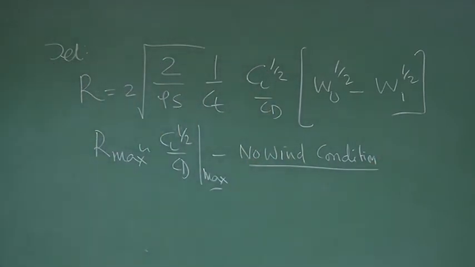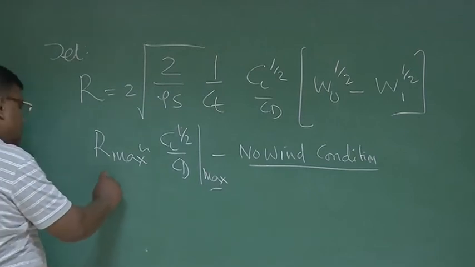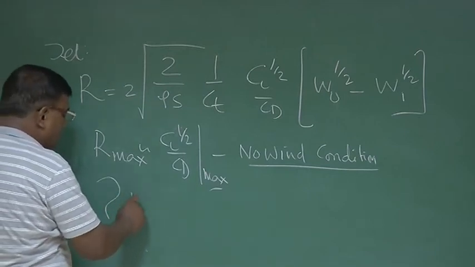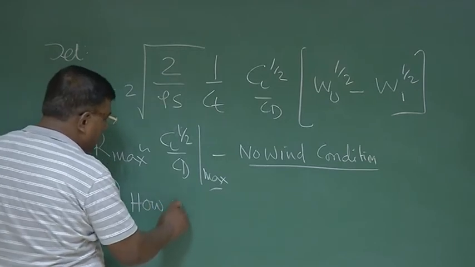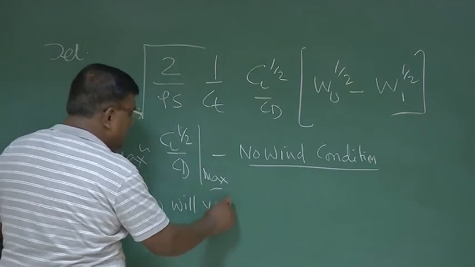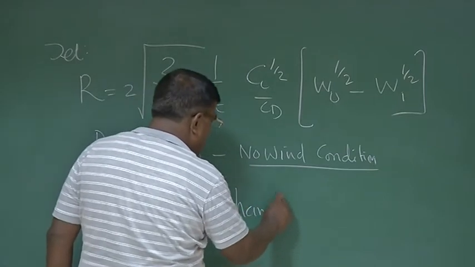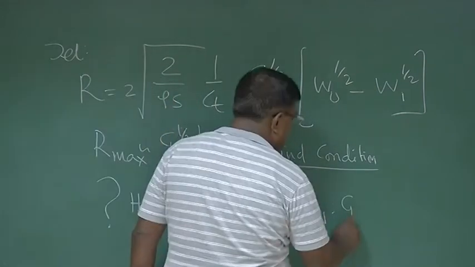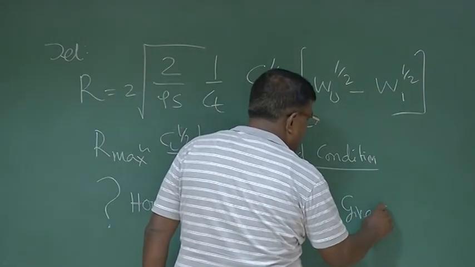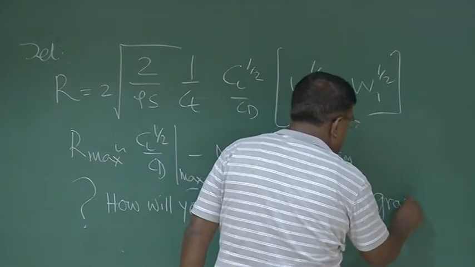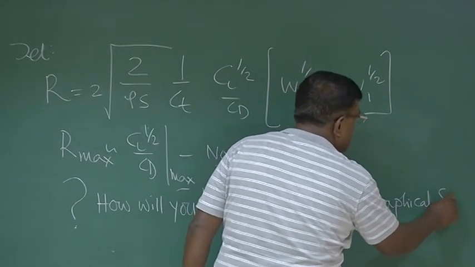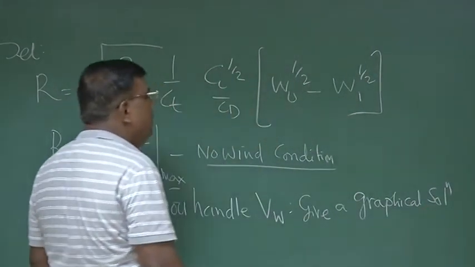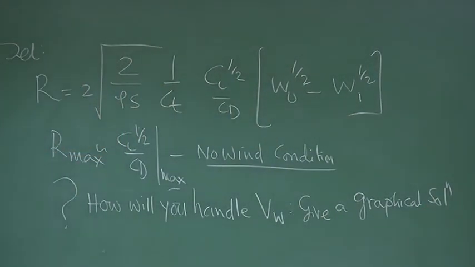Okay? I am leaving a question for you. How will you handle the presence of atmospheric wind, VW, and give a graphical solution as we have done for range in case of propeller driven aircraft?